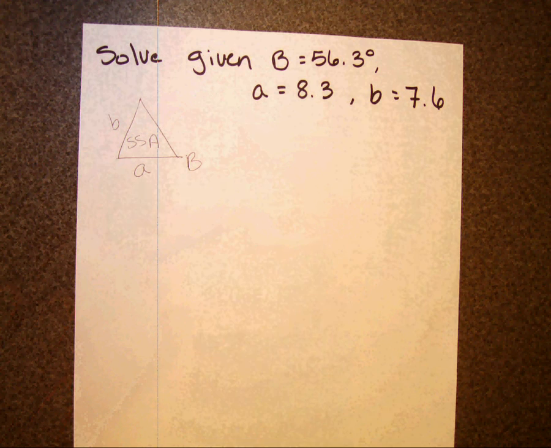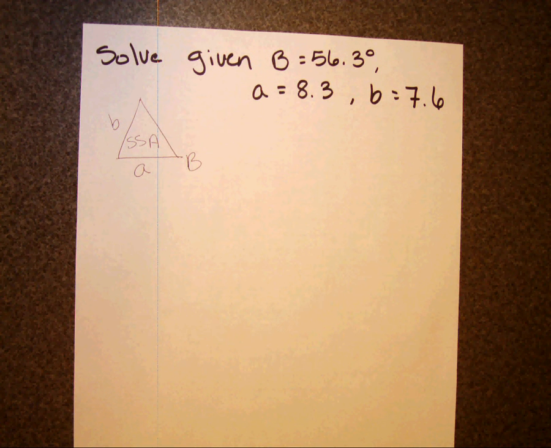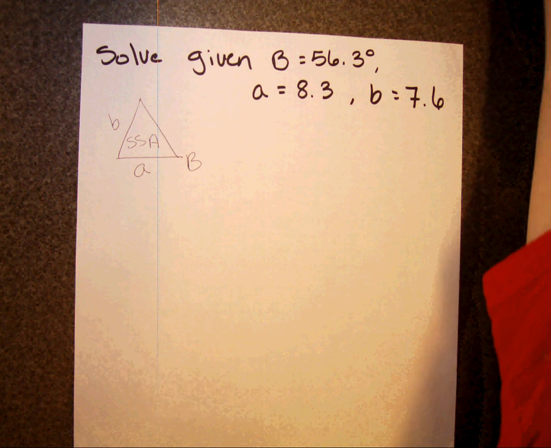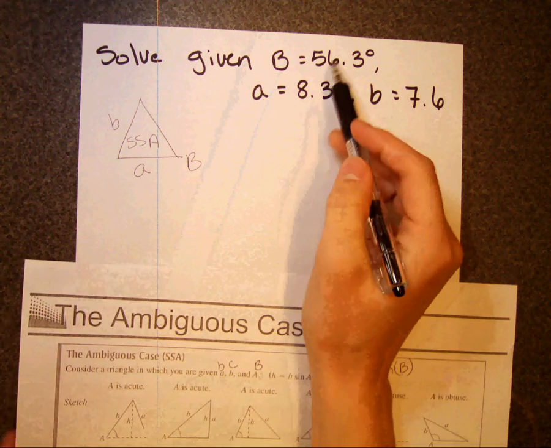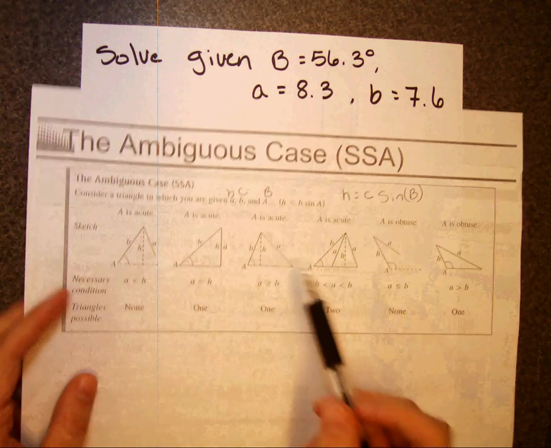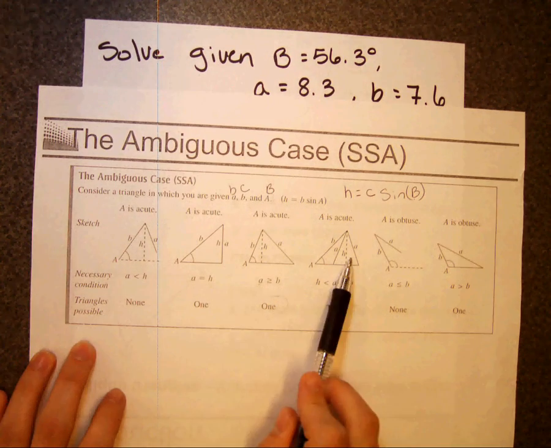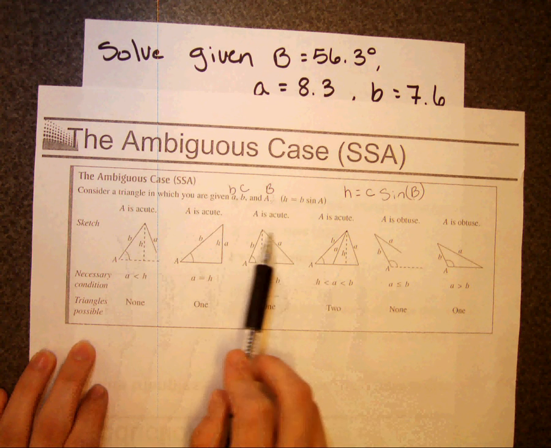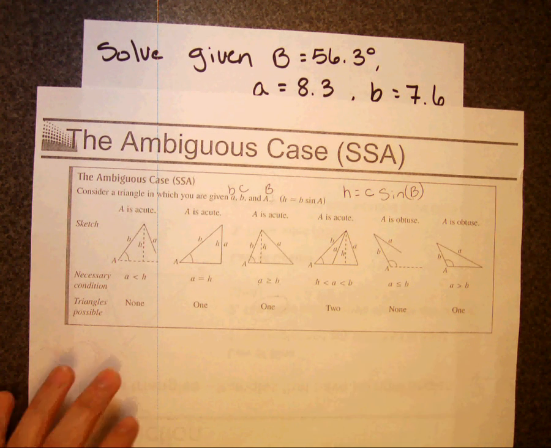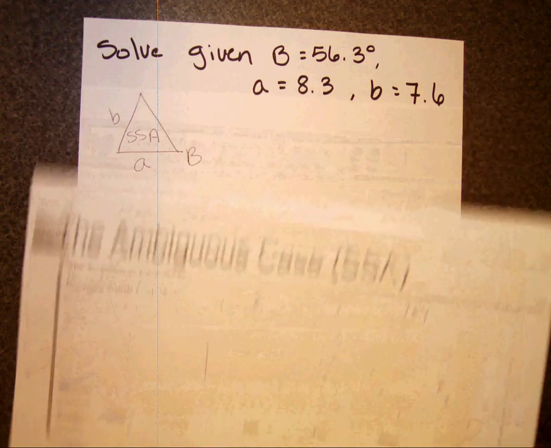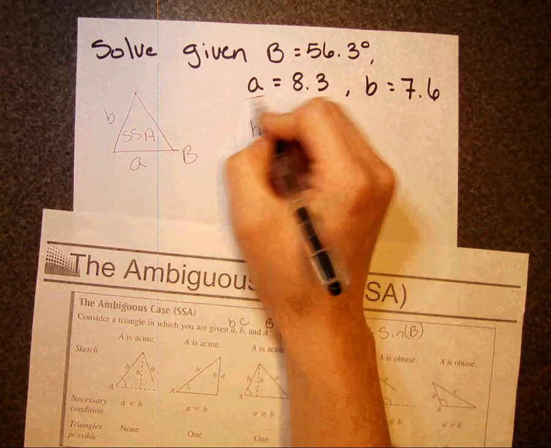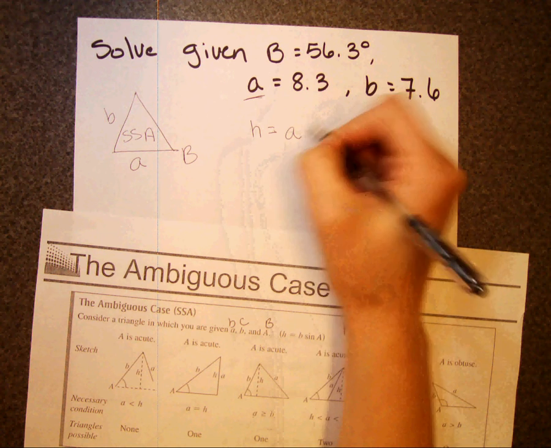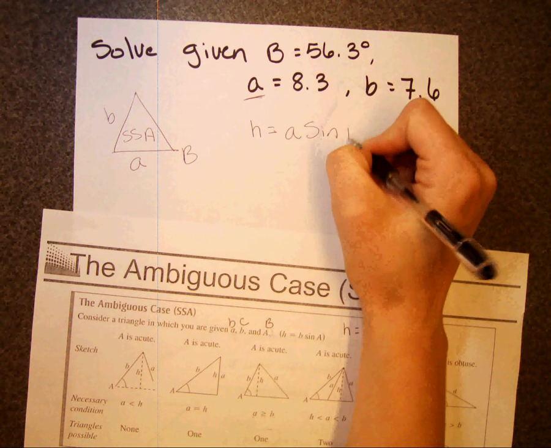And so I need to go about figuring out what case I have. This is side, side, angle. This is the ambiguous case. So I'm going to start off, I'm going to look at my angle. My angle is acute. So again, I'm looking at these first four possibilities, first four cases, and I need to find what H is. So in this case, I'm going to have H equals the side that does not correspond to my angle times sine of the angle they give me.